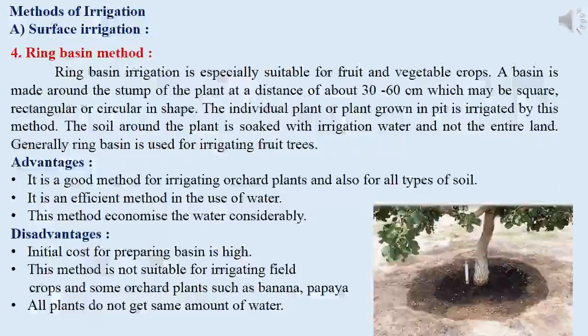Next method is the ring basin method. This is suitable for fruit and vegetable crops. A ring, square or rectangle is made about 30 to 60 centimeters from the plant, through which water is applied to plants. For example, plants like banana and papaya can be cultivated by using this method of irrigation.